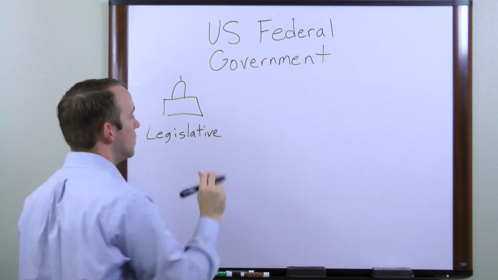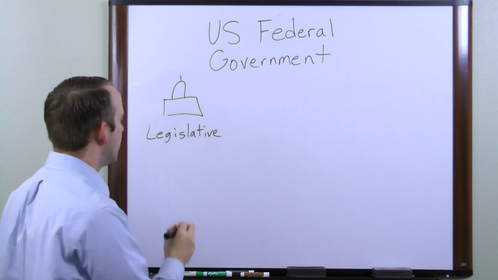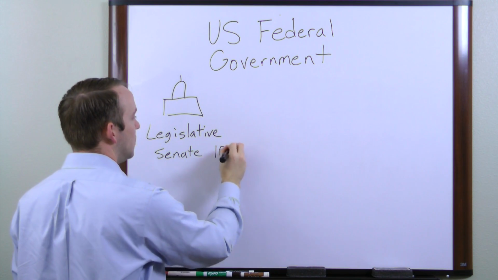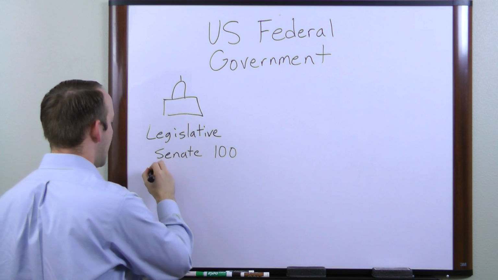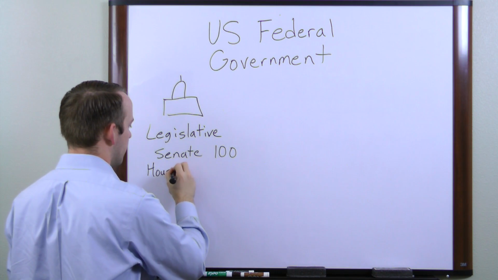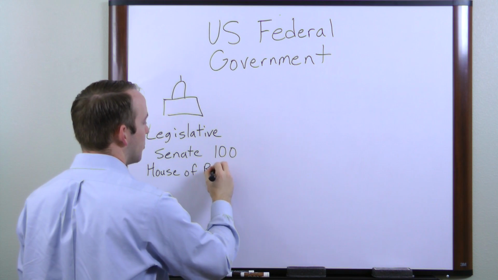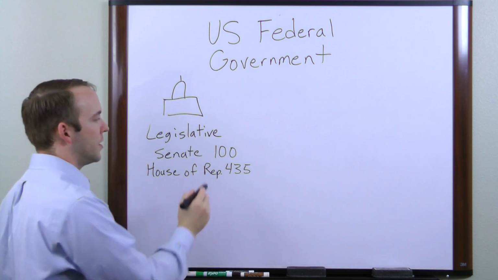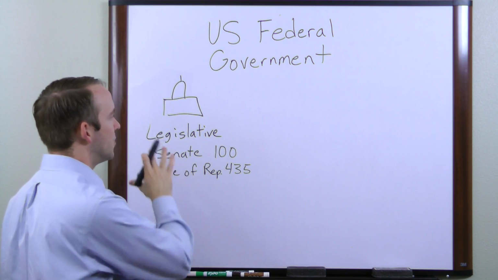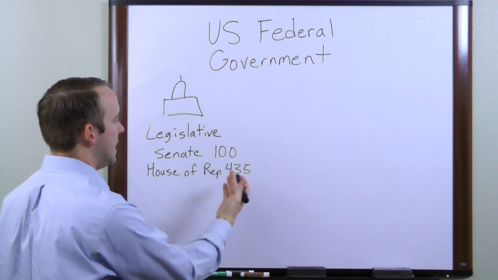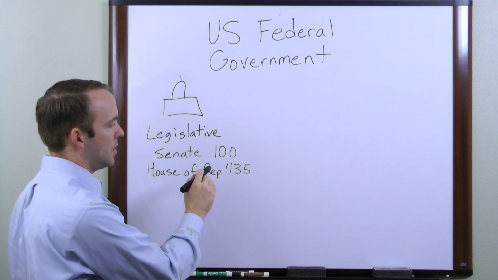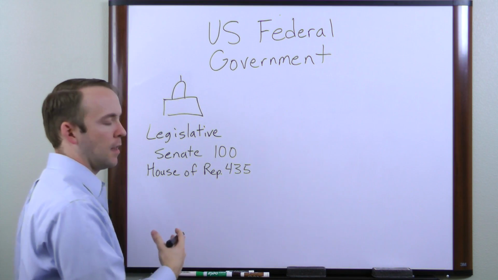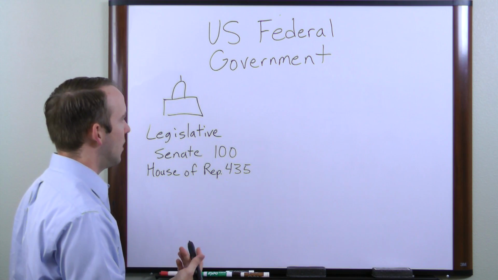Now, there are two parts to the legislative branch. There's the Senate, which is made up of 100 members, 2 from each state, and there's the House of Representatives. The House of Representatives is made up of 435 members. So all told, there are 535 members of the legislative branch. And these are designated based on census numbers to each state. And so a state like California has a lot more representatives than a state like Delaware.